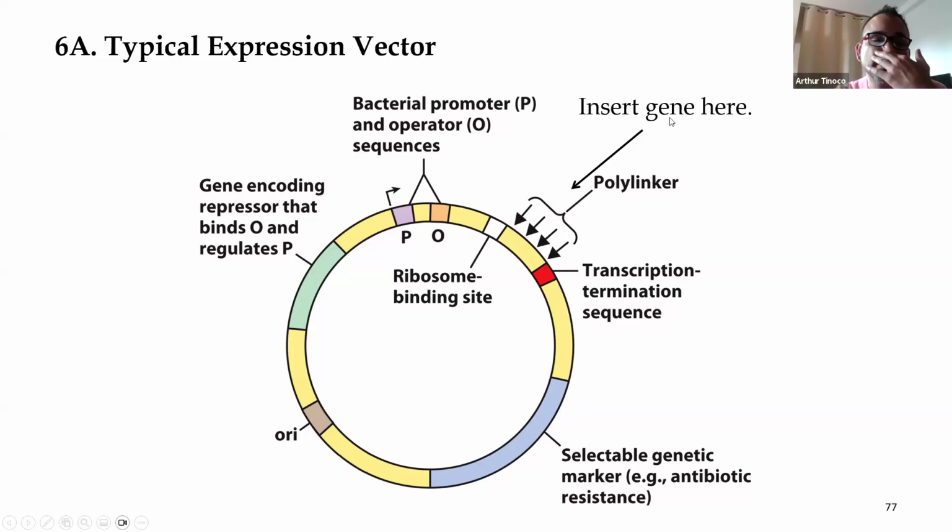So when you think about how you're going to introduce your gene, you have to think about the sequences that are here and what type of restriction enzyme will facilitate you to insert your gene of interest. You have your transcription termination sequence and then your selectable genetic marker, which can have built-in antibiotic resistance. So these are some of the critical components for this expression vector.